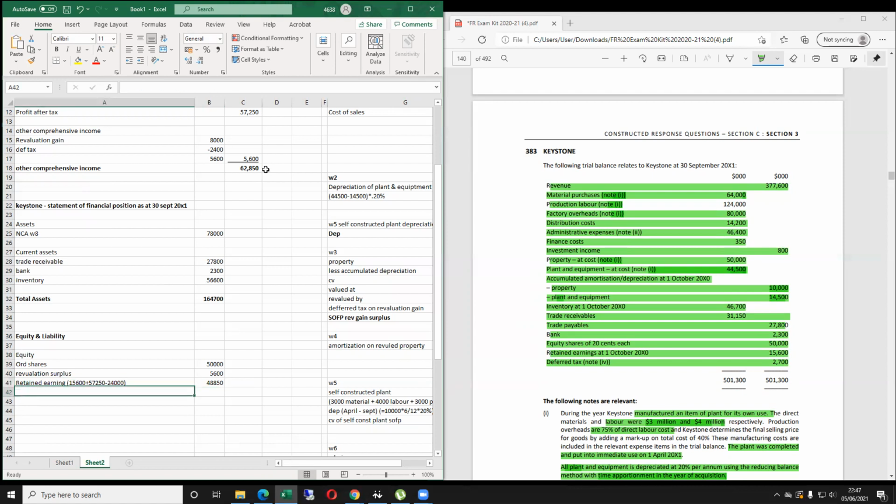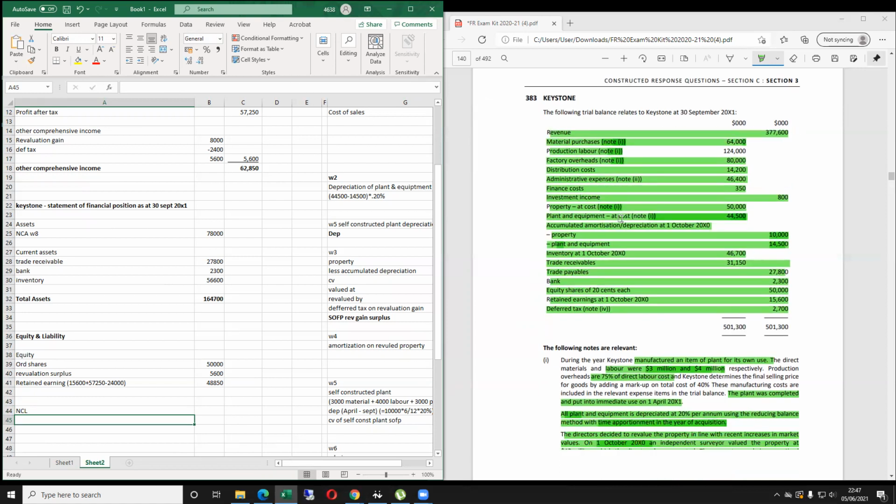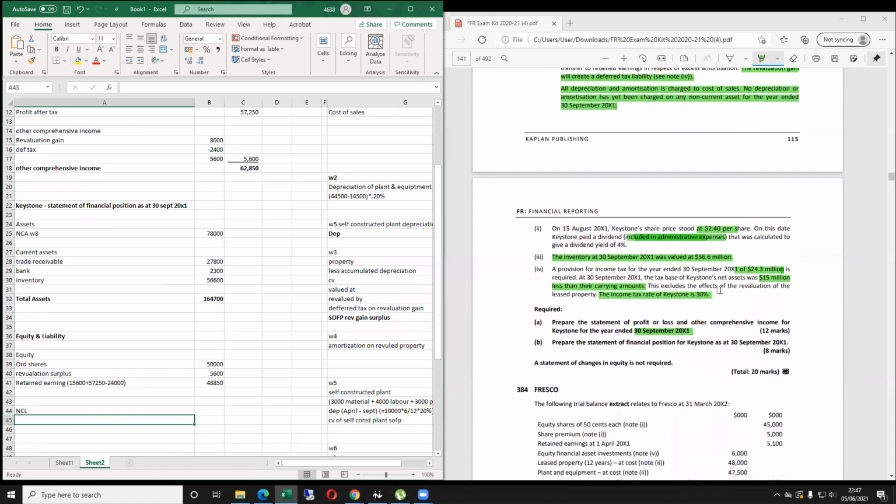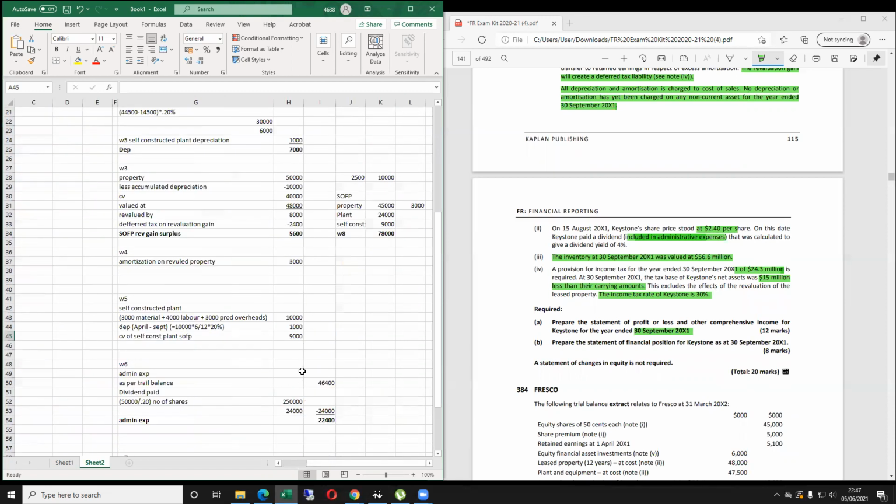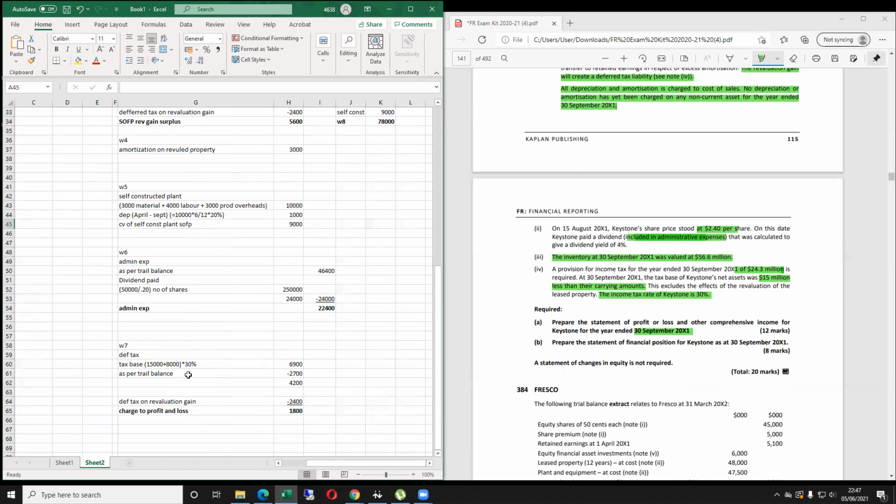Done. Now non-current liabilities. What liabilities have we got? The first one is deferred tax liability.